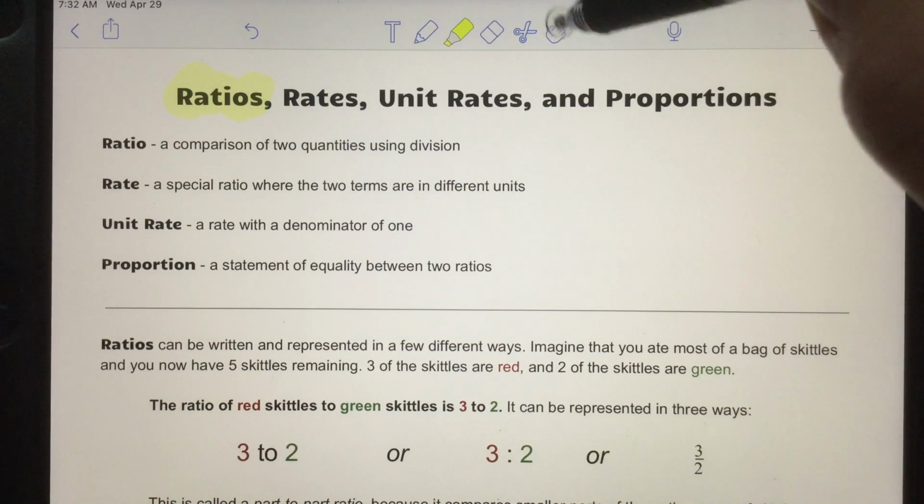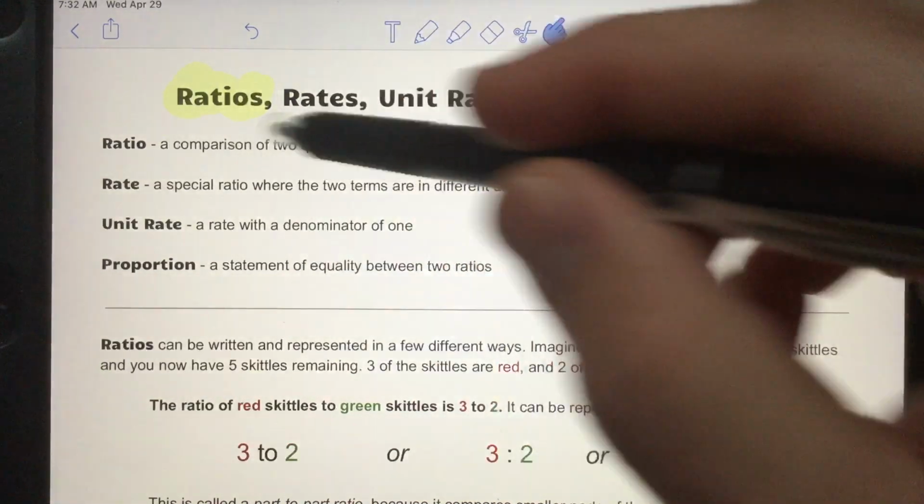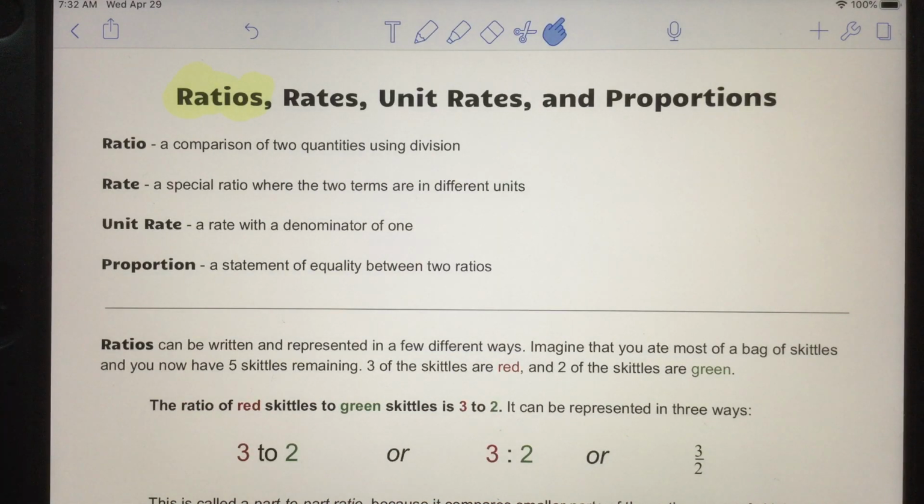So a ratio is a comparison of two quantities using division, which is really nice because we've worked with fractions, and you remember, all fractions are just a division problem in disguise. So when working with ratios, it's really just like working with fractions again. And a lot of the strategies that we've used with fractions kind of apply again here to ratios.